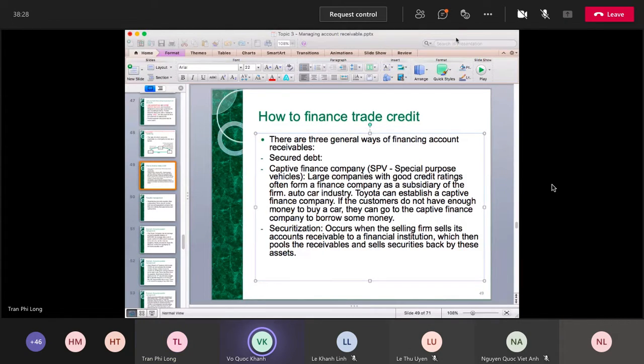Okay, any questions? I have one about secured debt. Why would banks accept loans as collaterals? Because I think it's just trading one type of debt for another.